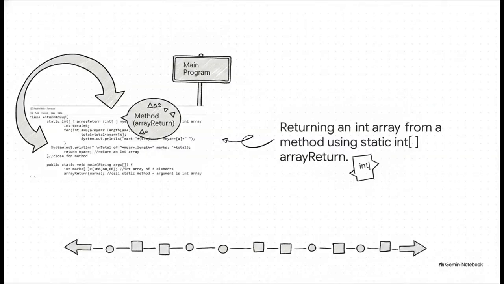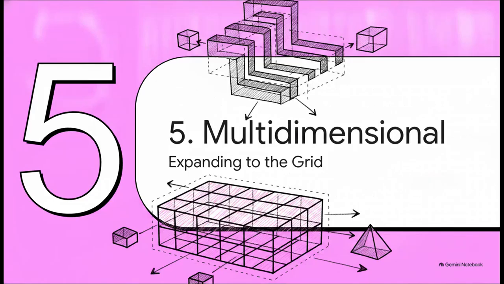And you know what? That street goes both ways. A method can easily receive an array, process it, say maybe calculate a total score using a loop, and then use the return statement to pass that entire modified structure right back to the main program. If you look closely, the method definition specifies int[] as its return type, cleanly closing the loop on our data sharing. Finally, Section 5, Multidimensional Arrays, expanding to the grid.